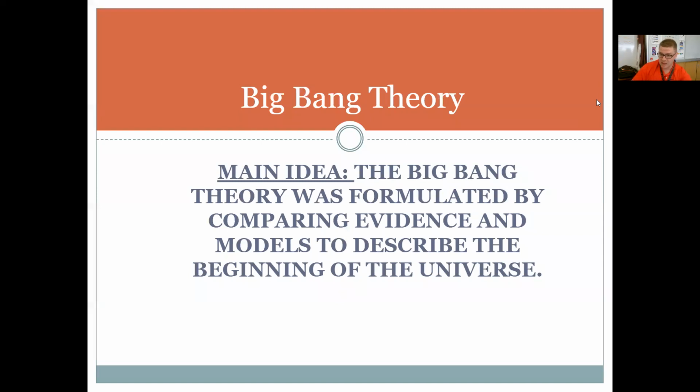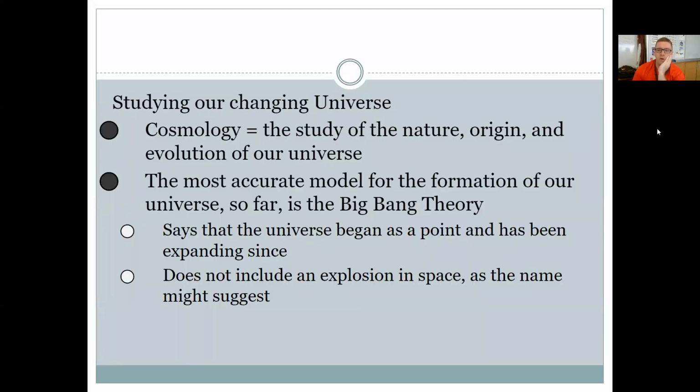What was at the beginning is the Big Bang. The main idea is that the Big Bang theory is formulated by looking at a couple different types of evidence and models of what our early universe might have been. So in order to get to this idea of the Big Bang, we look at a couple different branches of science. One is cosmology, which is the study of nature and how it evolves over time.